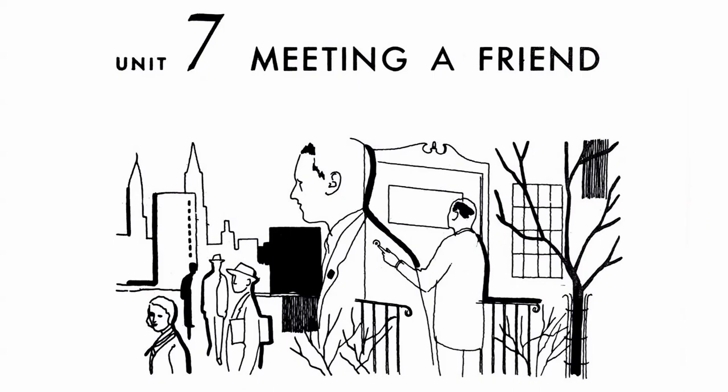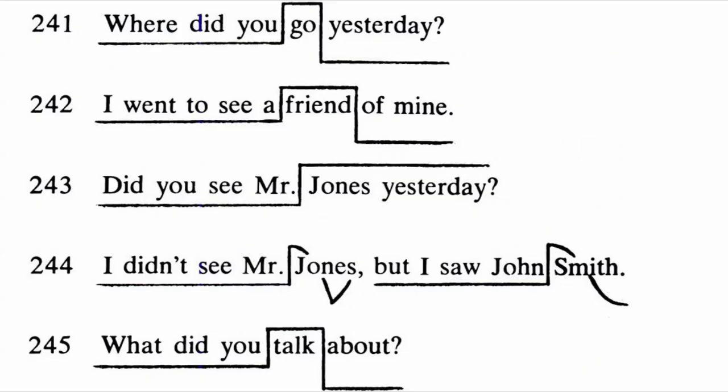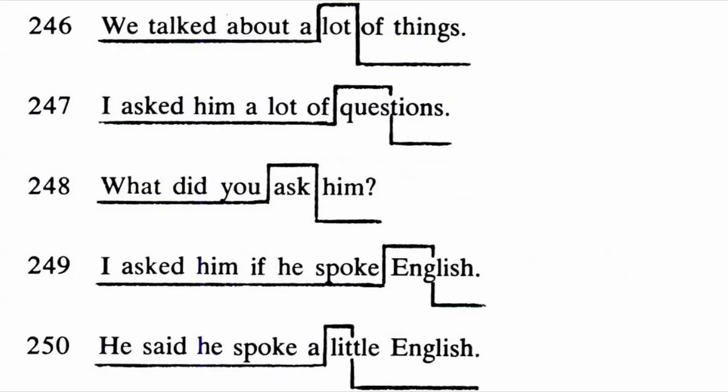Meeting a friend. Where did you go yesterday? I went to see a friend of mine. Did you see Mr. Jones yesterday? I didn't see Mr. Jones, but I saw John Smith. What did you talk about? We talked about a lot of things.